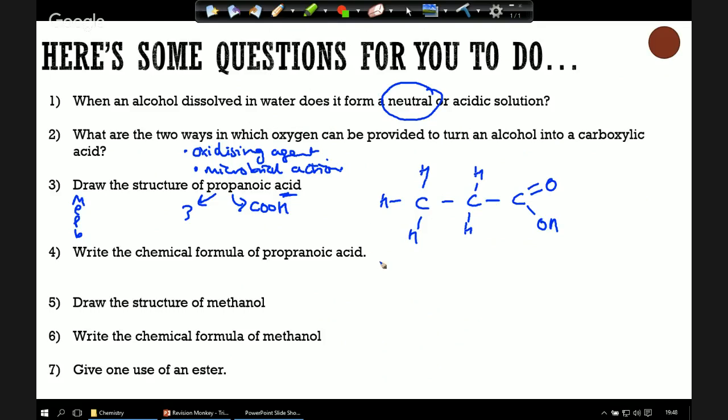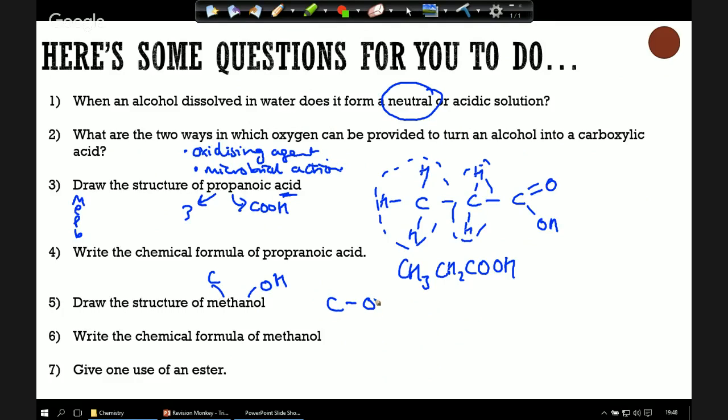Write the chemical formula. That would be, if you looked at this part here, you've got CH3. This part here, CH2, and then COOH. Draw the structure of methanol. Well, methanol, remember the functional group is OH, and meth is 1 carbon. So we draw our 1 carbon, the functional group, and then we add our hydrogens on.